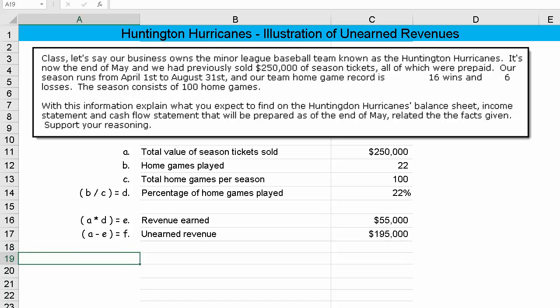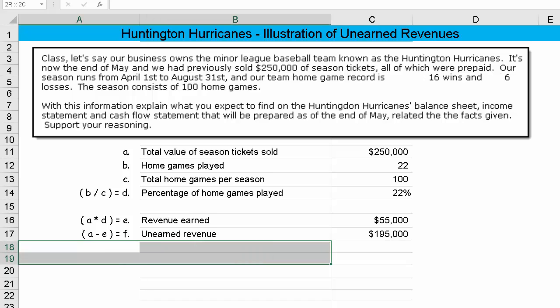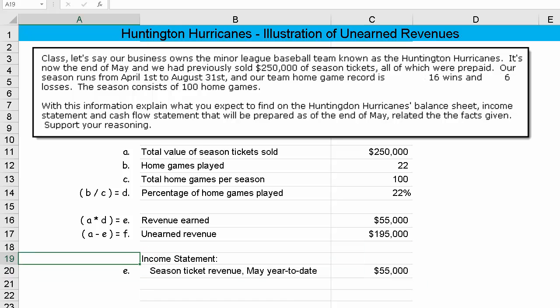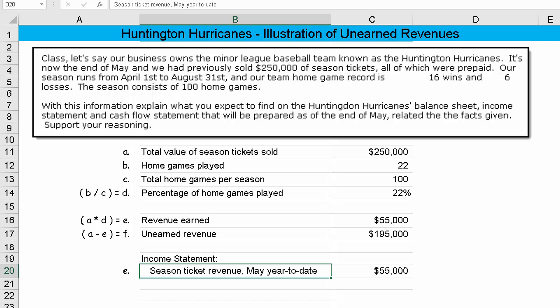All right. Now from there, what we need to do next is answer the question of what we find on the income statement. Well, on the May year-to-date income statement, we expect to find $55,000.